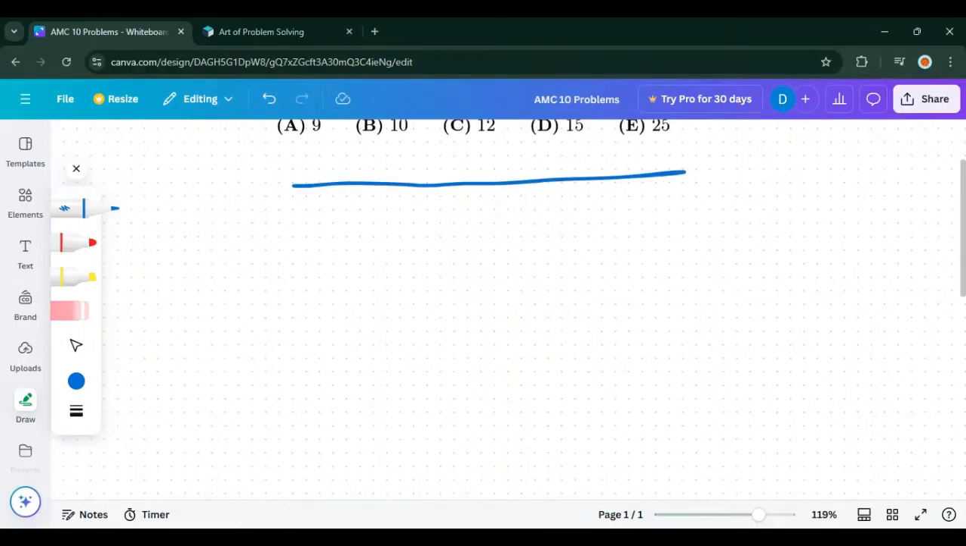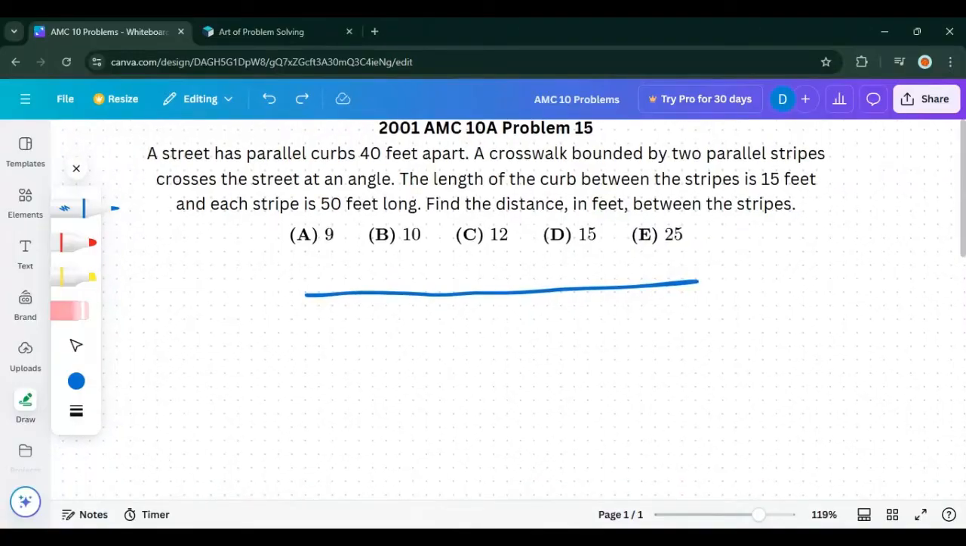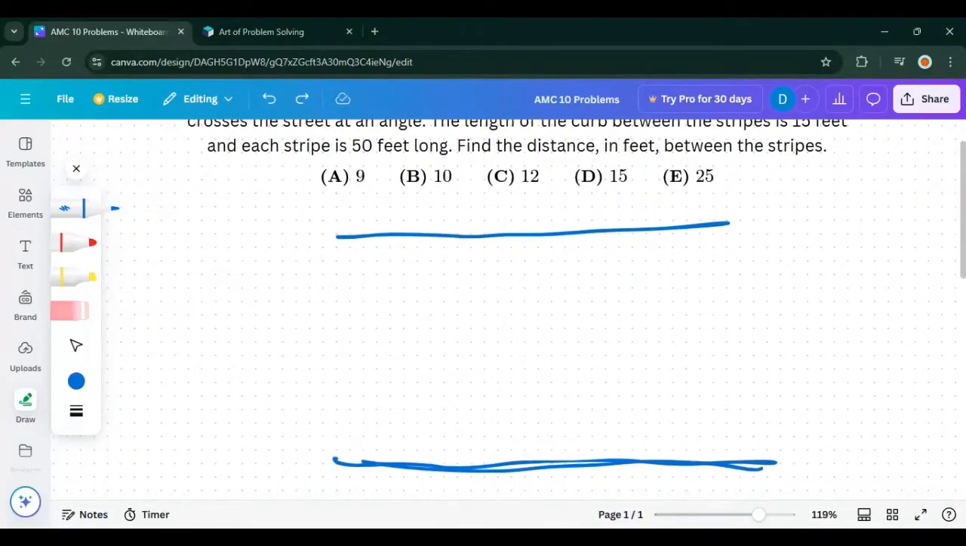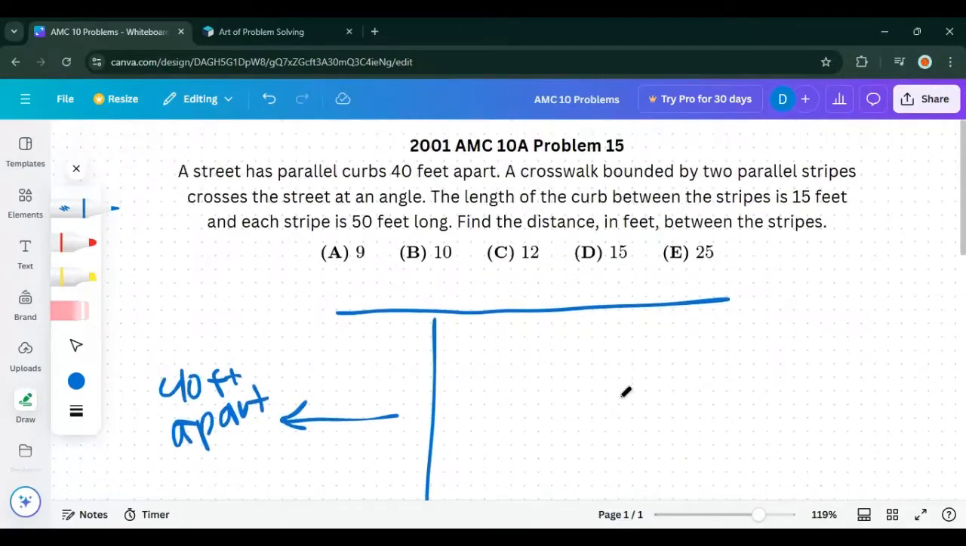Curves are basically like streets, basically just straight lines, and they're 40 feet apart. So if they're 40 feet apart, we can draw a straight line perpendicular to both of them, and they're 40 feet apart. And we have to continue.